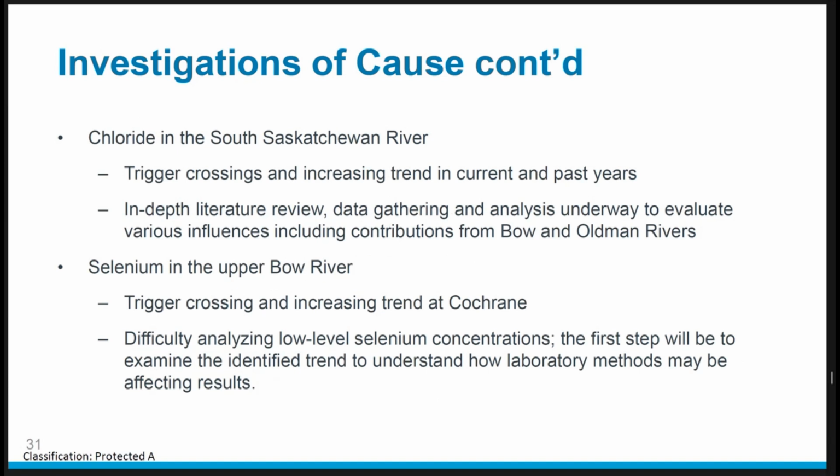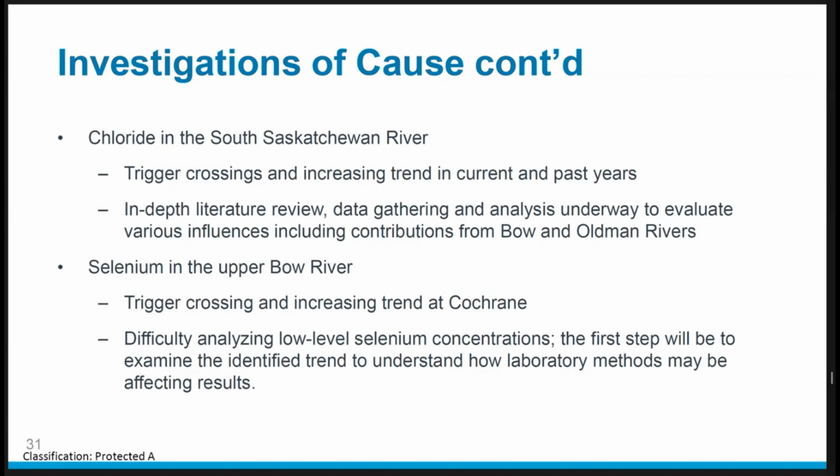An investigation into chloride levels on the South Saskatchewan River is also being undertaken in response to repeated trigger crossings and undesirable trends in current and past years. While investigative work on the Bow does relate to the South Saskatchewan River investigation, information gathering and water quality analysis is underway to better understand and consider the influences from the Bow and the Old Man Rivers.